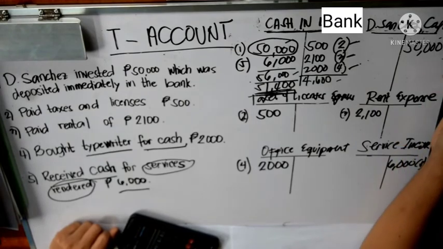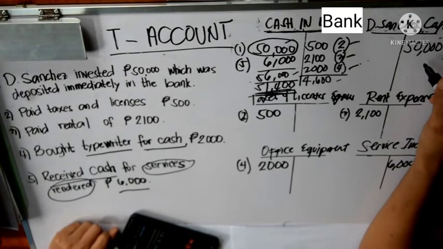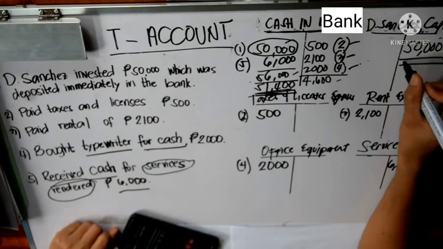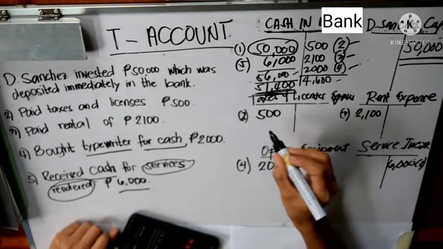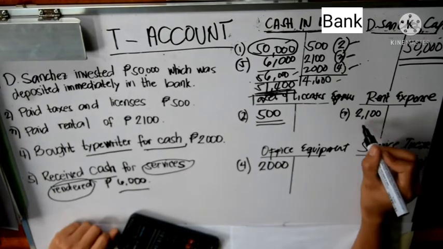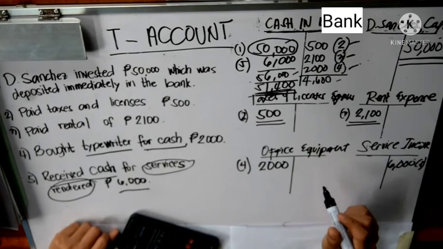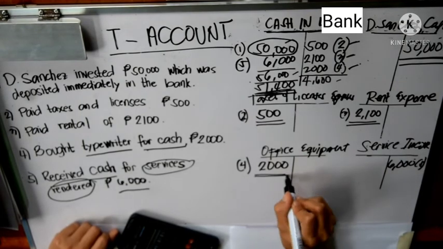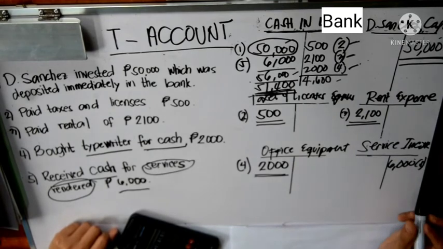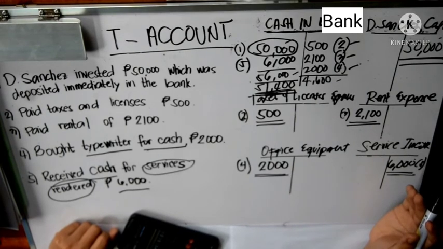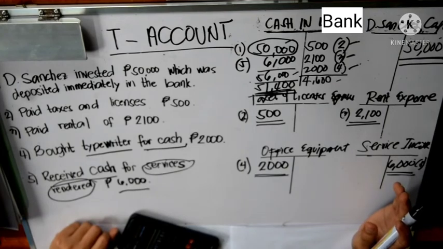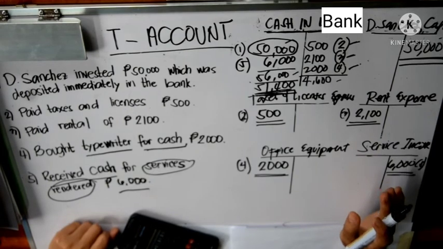Okay. So, for the capital, si D. Sanchez Capital ay merong 50,000 pesos. So, taxes and licenses, merong 500 pesos. And rent expense, merong 2,100. This is now the balances. And then, office equipment, merong 2,000, which is the typewriter, diba? And then, service income, meron tayong income na 6,000 pesos. Okay? So, ganun lang kasimple yung T account natin. Doon natin nakikita yung summary ng kung magkano yung laman nating account title.